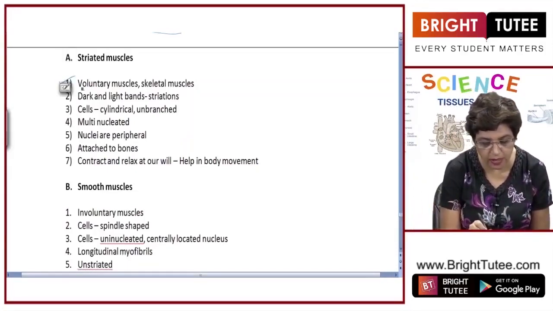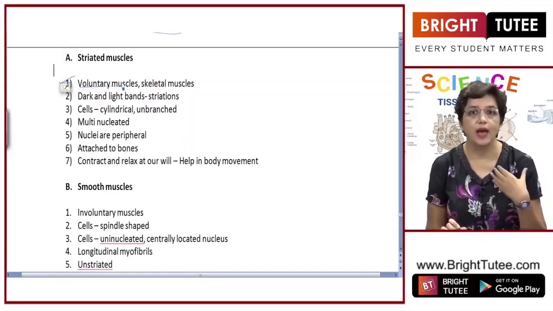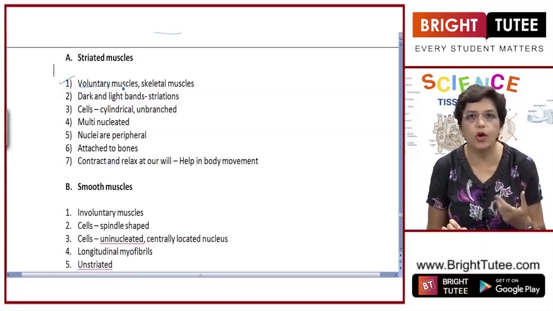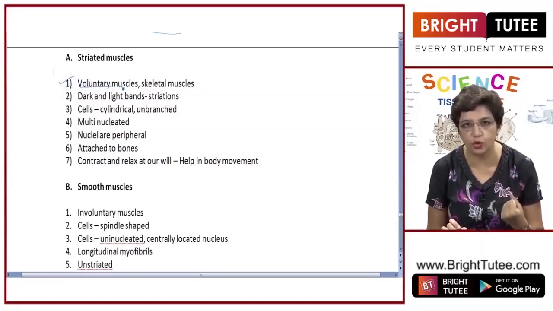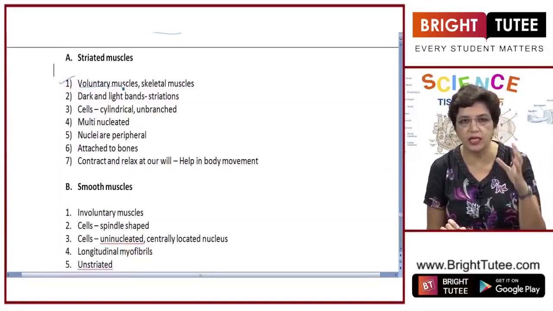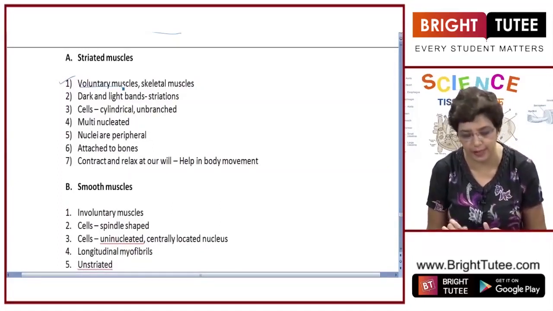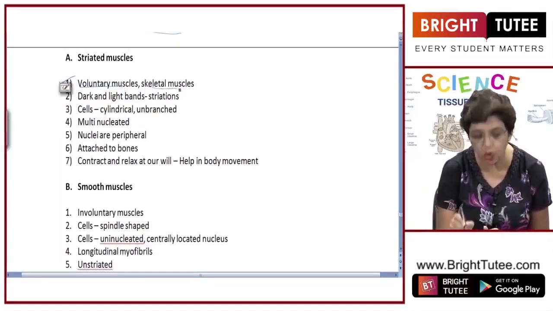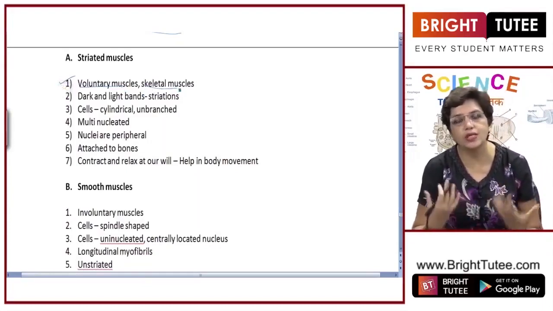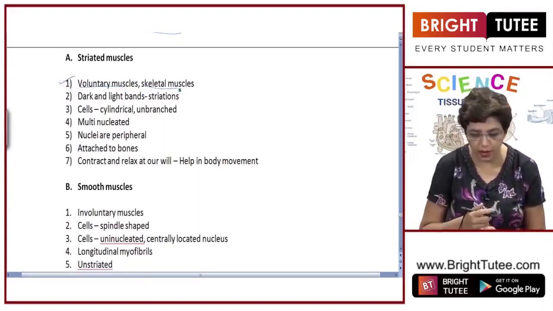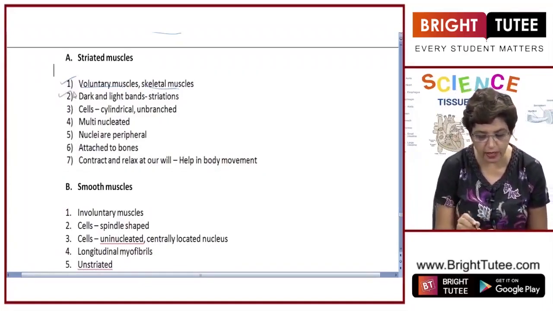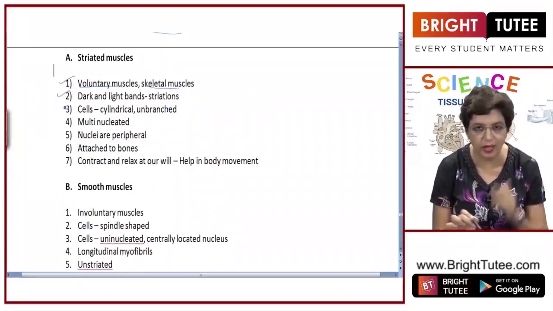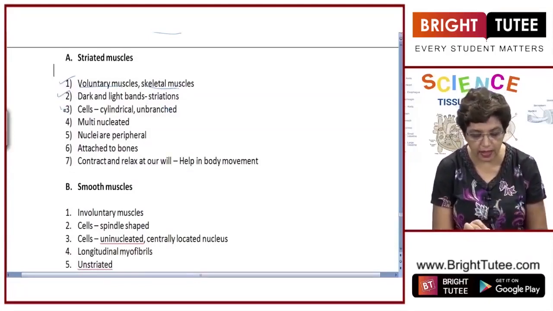These are voluntary muscles. Voluntary means you can actually function them at your own will. You can move them at your own will. So if I'm moving my hand, it is because of these striated muscles. Then they are also called skeletal muscles because they are attached to limbs. They have alternate dark and light bands which are called striations. Then the cells are cylindrical, unbranched.